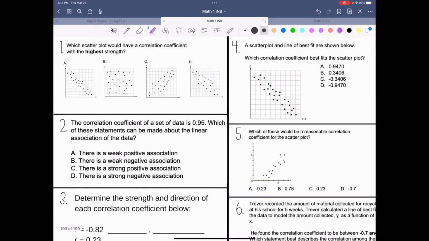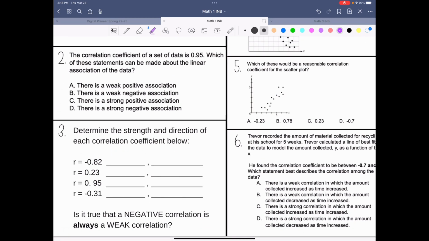So what I'm going to do is flip over here and go down to number 3. If you look at number 3, they're basically giving you the R value. The R value is the correlation coefficient, which is the R value that you would get when you do the line of best fit. They want you to tell me two things. What direction is it going? And on top of direction, can you tell me the strength of it? So is it positive or negative? Is it strong or weak?